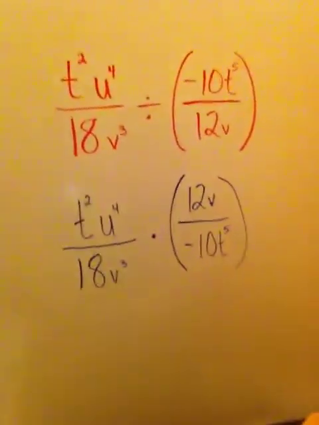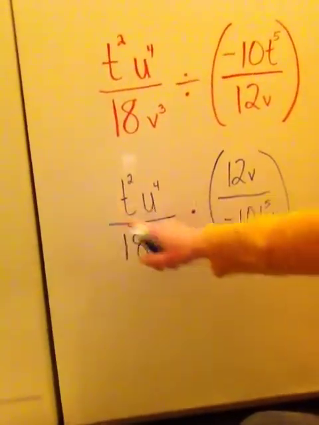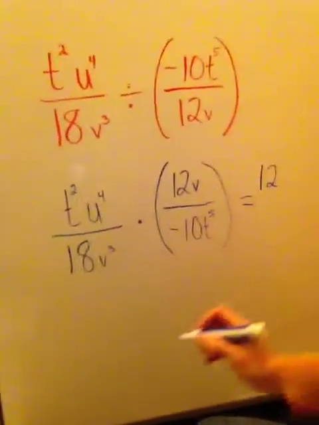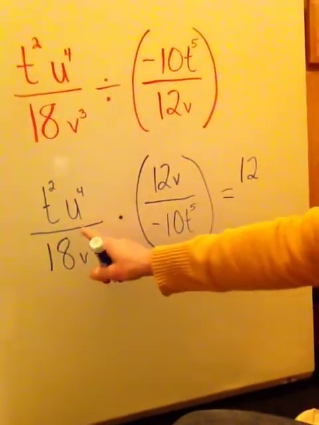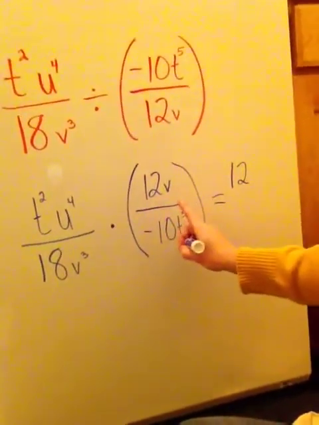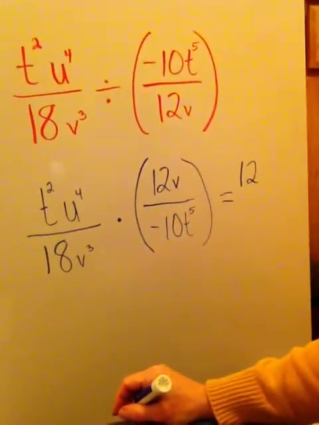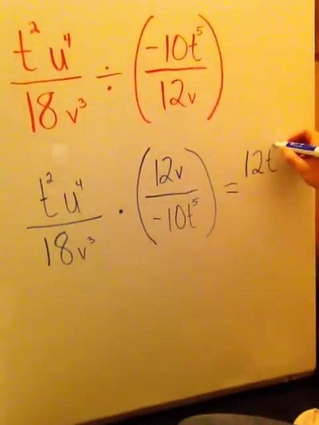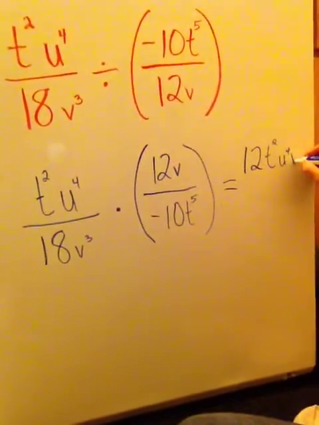And now you just multiply straight across. For coefficients, I've got essentially a 1 here, right? 1 times 12 is just 12. And then t squared times u to the fourth times v. None of those variables are the same, so my exponents don't change. So I'm just going to have t squared u to the fourth times v.